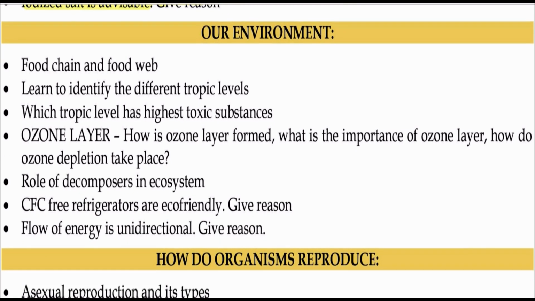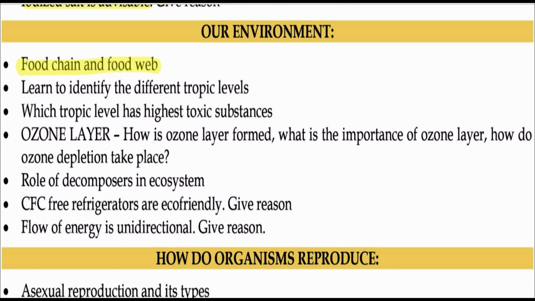Next lesson, our environment. Food chain and food web. Learn to identify the different trophic levels. Why does the highest trophic level have the highest toxic substance? In ozone layer: how is ozone layer formed? What is the importance of ozone layer? How does ozone depletion take place?